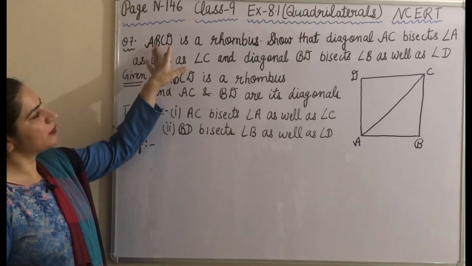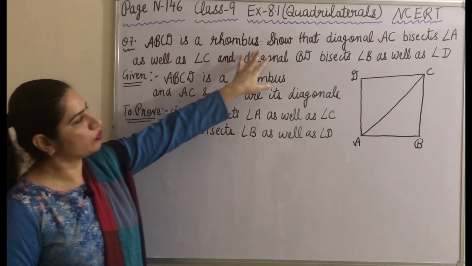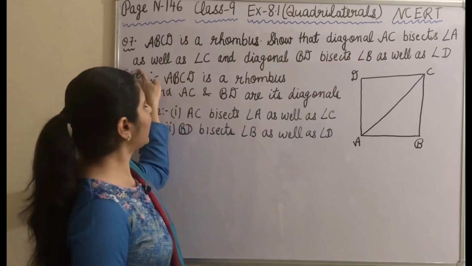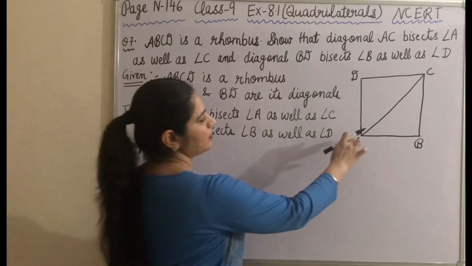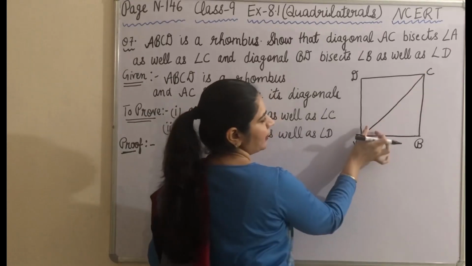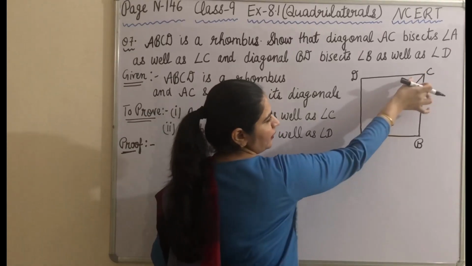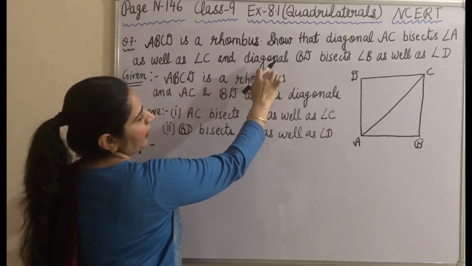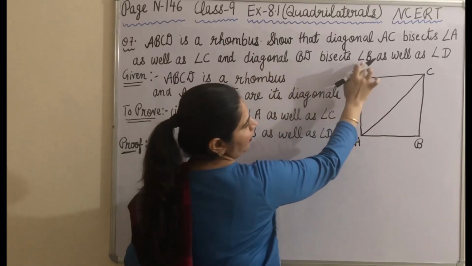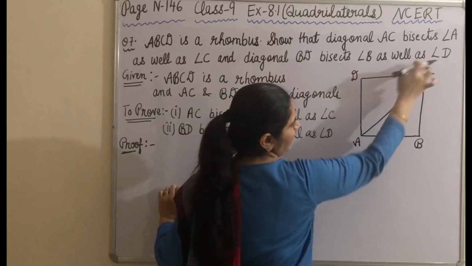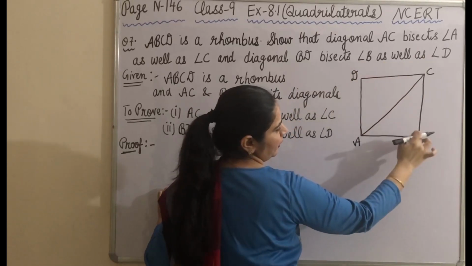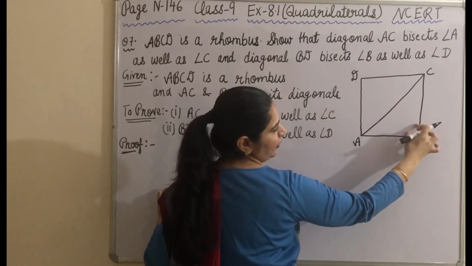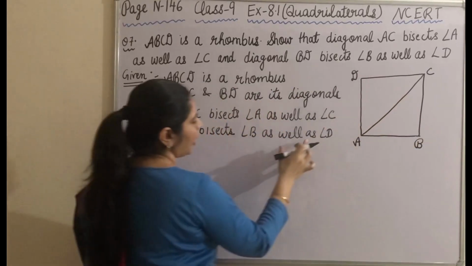Given is ABCD is a rhombus, we have to prove that the diagonal AC bisects angle A as well as angle C. And also we have to prove that diagonal BD bisects angle B as well as angle D. We will take another diagonal BD and we have to prove this diagonal BD bisects angle B and D. Now we are proving here.